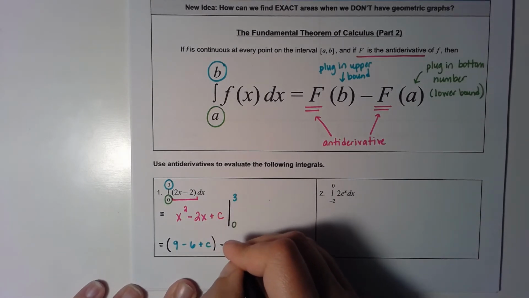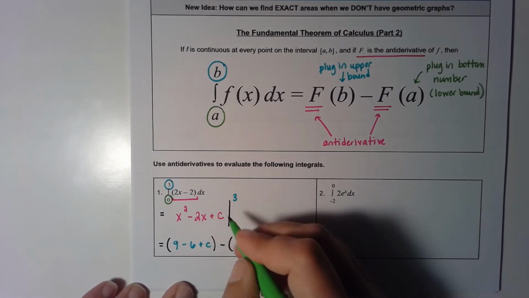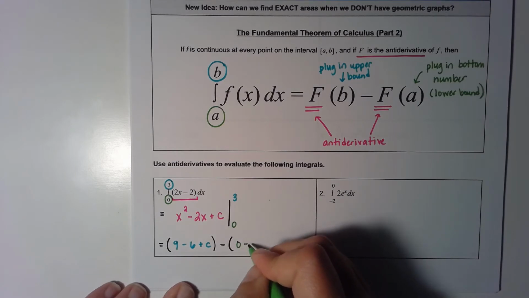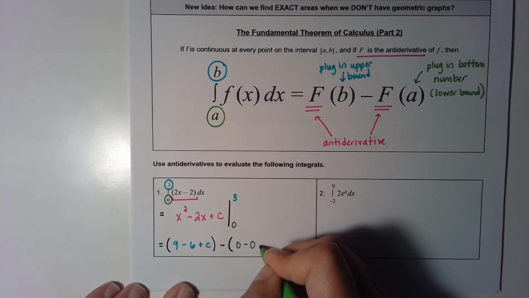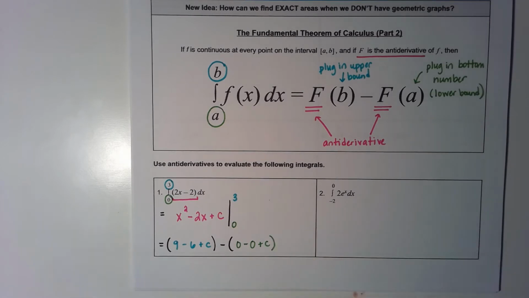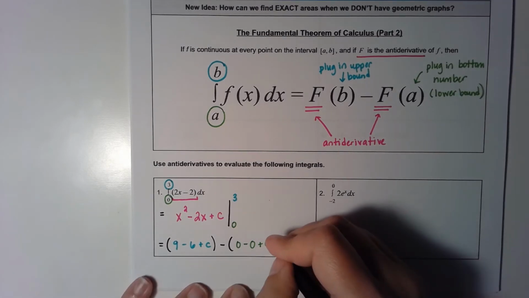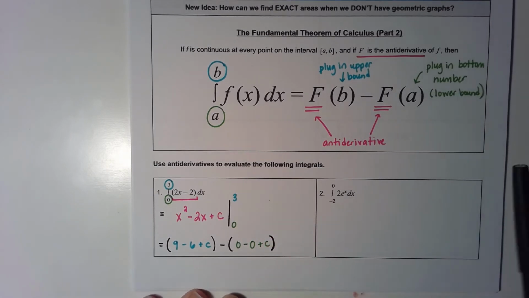And then you're going to subtract, and you're going to plug in your bottom number, which means you get 0 squared, which is 0, minus 2 times 0, which is 0, plus c. So you plug in the top number first, and then you subtract, and you plug in the bottom number. And then you just figure out the answer.